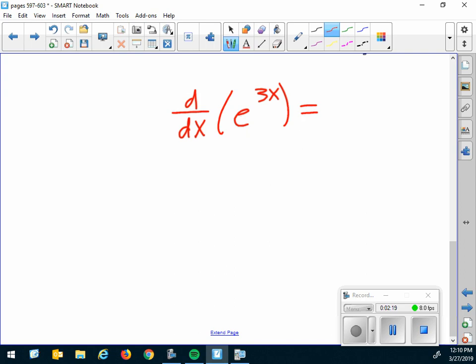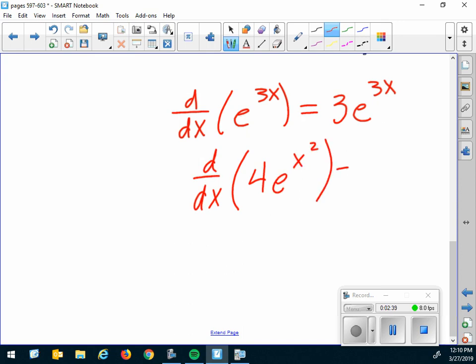How do you take the derivative of e to a power? It's e to the power times the derivative of the power. Four times 2x e to the x squared, or 8x e to the x squared. Did I lose you there?